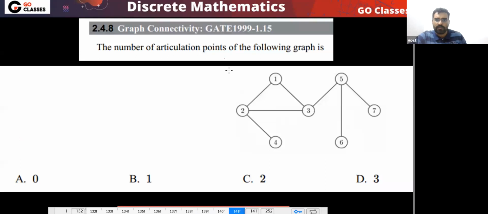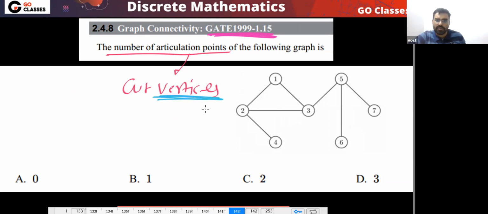Let's see this question. What is the answer? This is GATE 1999. How many articulation points are there? Articulation points mean cut vertices. So your focus is on the vertex. You can notice that this 2 is an articulation point. 4 is not an articulation point. 1 is not an articulation point. 3 is an articulation point. 5 is an articulation point. This is not, and this is not. So finally the answer will be 3.